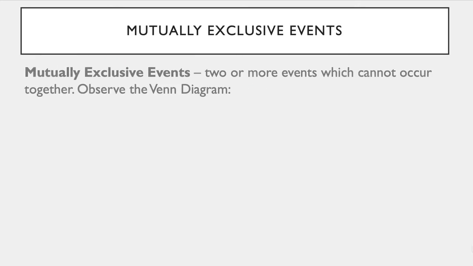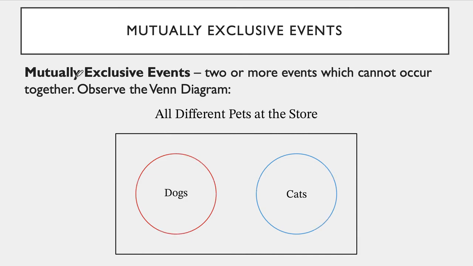Now, mutually exclusive events, from the word itself, exclusive, these are 2 or more events which cannot occur together, meaning there is an impossibility that they will occur together. Observe the Venn diagram here. Say you want to go to a pet shop and you want to buy a pet. You only want to buy a single pet, and of course you both love dogs and cats. But you only buy a single pet. You cannot buy something which is both a cat and a dog in species, because they cannot be the same. So since they cannot be the same, you only need to choose one.